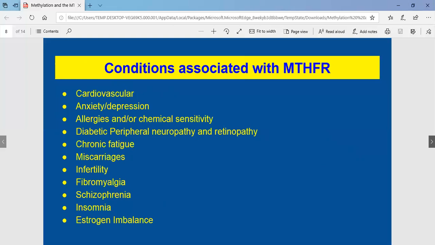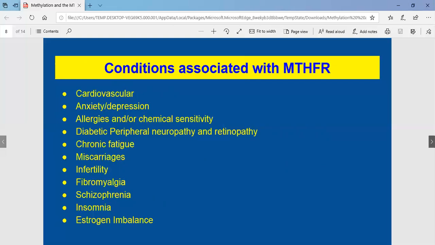You have more of a tendency to have cardiovascular problems, anxiety, and depression. I see a lot more anxiety and depression than cardiovascular disease with MTHFR. Allergies and chemical sensitivity are very common, especially with 1298 patients. They have a tendency to have a lot more chemical sensitivity. Those are the people that are very sensitive to smells and perfumes. Diabetic neuropathy, because you depend on vitamins and minerals to protect your nerves. With MTHFR you can have low methylation, and therefore more tendency to have neuropathy.